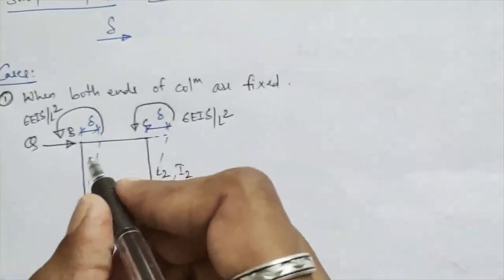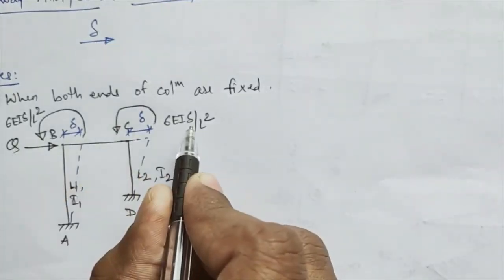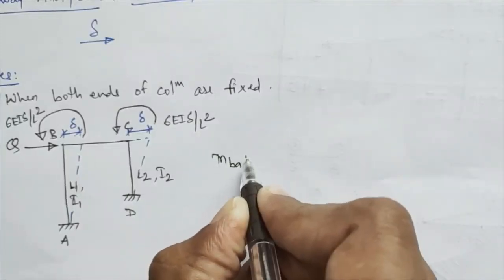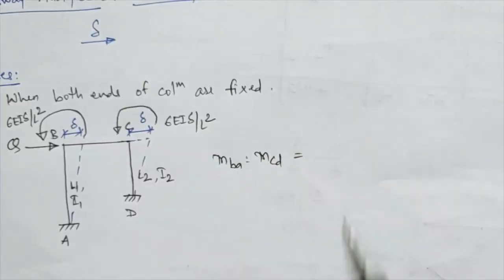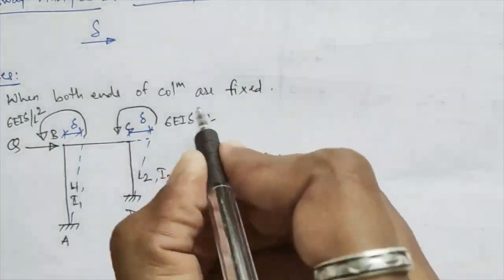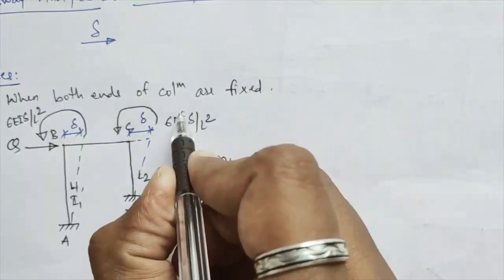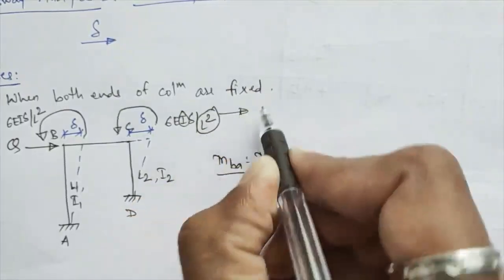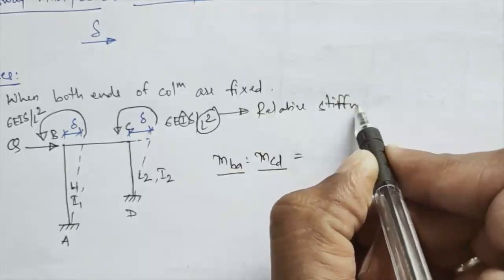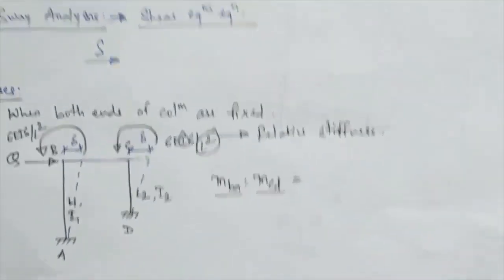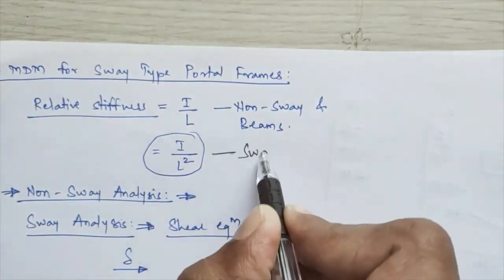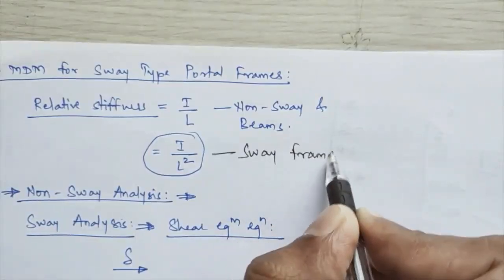If I take the ratio of the translational displacement of these two columns, that is, the ratio of MBA to MCD, it is nothing but the ratio of relative stiffness. Whatever part is there, I divided by L square, that part gives you the relative stiffness. That is why the definition of relative stiffness gets changed: for non-sway frames the relative stiffness is I by L, and in case of sway frames it is I by L square.